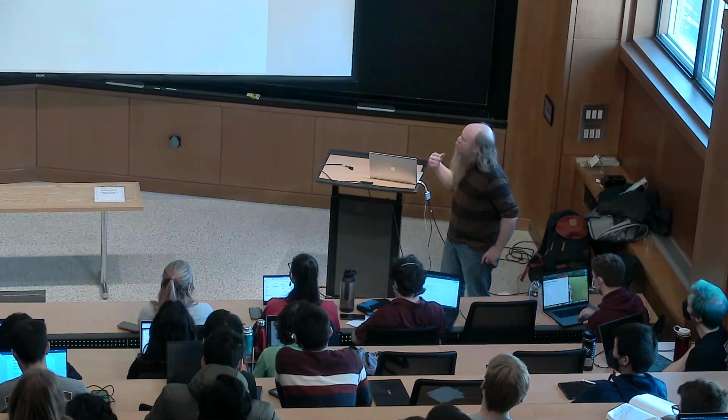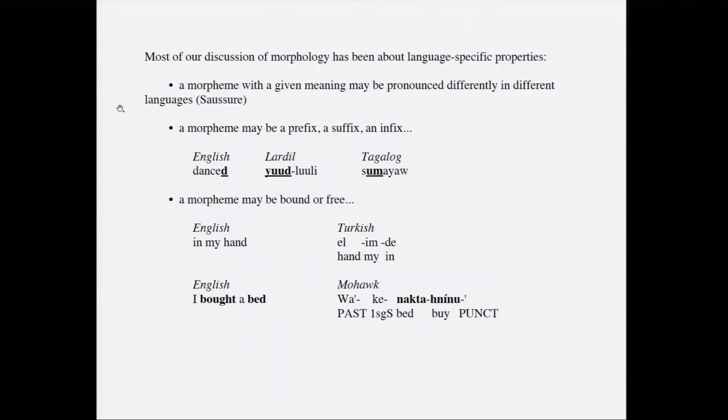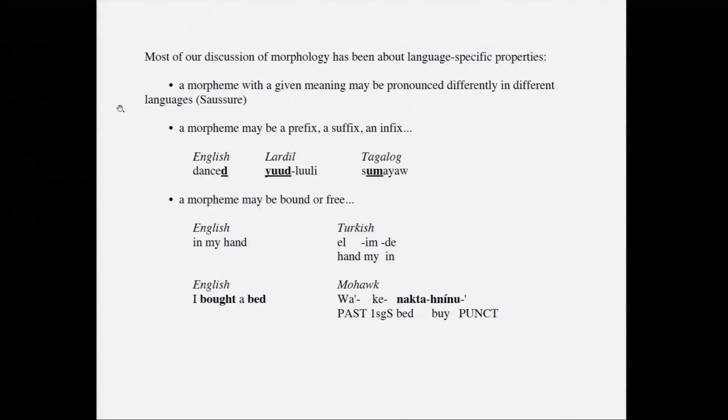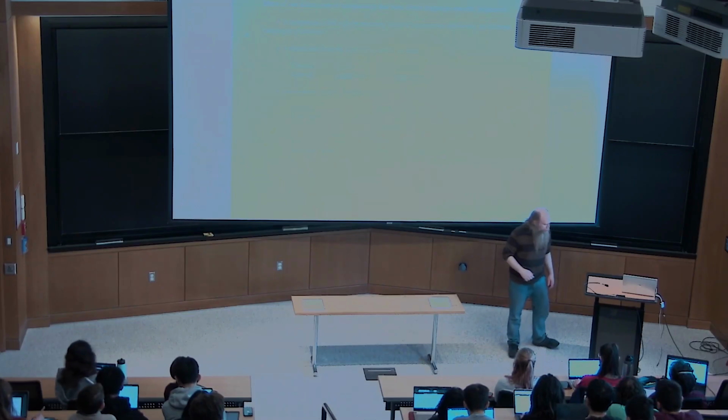Similarly, in English, a sentence like "I bought a bed" consists of 4 freestanding words. In Mohawk, it consists of 1 word. So there's the verb buy that is combining with various things, including a morpheme that means bed. So the object becomes part of this long verb. Anybody here speak Mohawk? Okay, good. So please just believe me. This is how Mohawk works. This is a process called noun incorporation. It's not obligatory in Mohawk, but it's an option that you have.